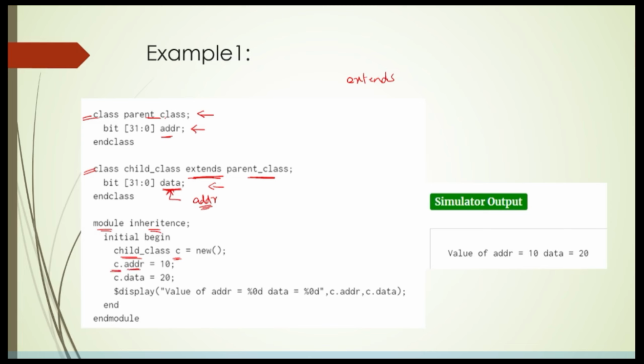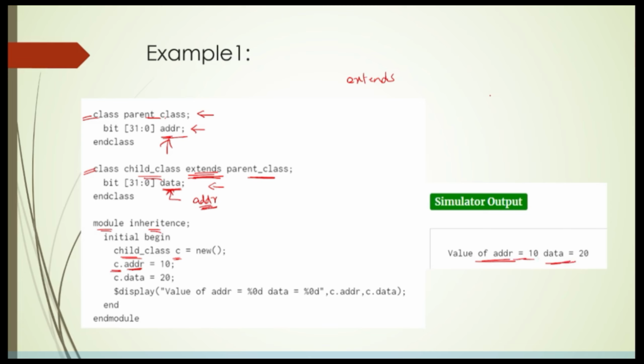Now if you see here, since this is the extended class, I can access the address also. That is why with the child class handle I am addressing the parent class property. So c.address equal to 10, c.data equal to 20. Now if you see here, the output is value of address is 10 and data is 20.